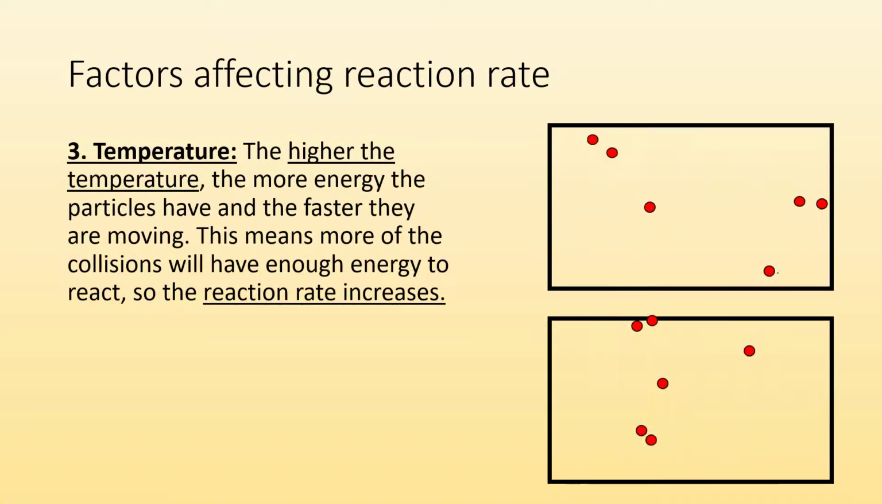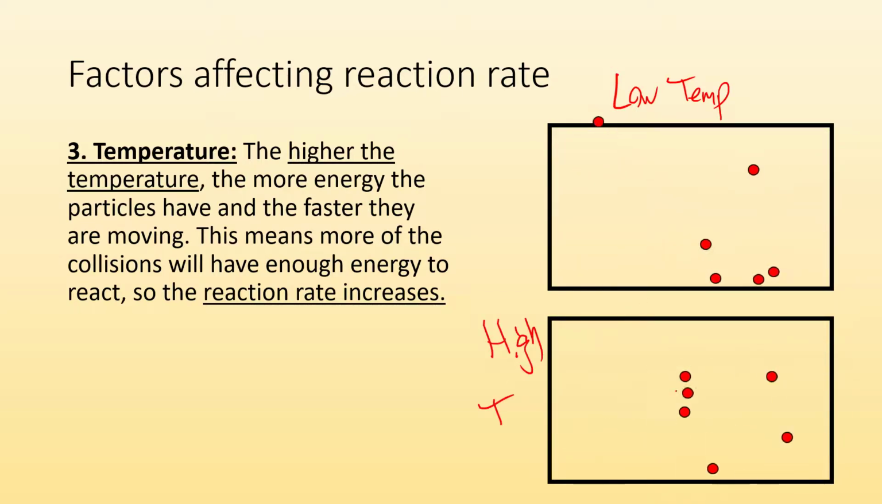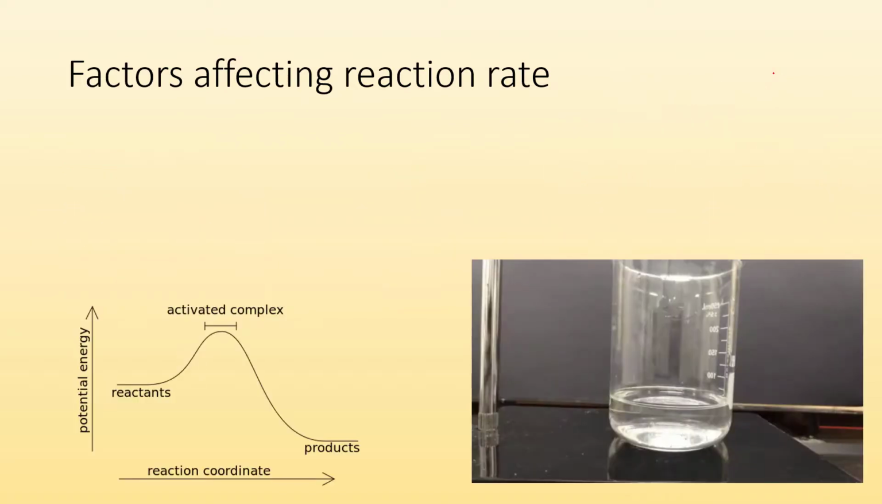Third thing we're going to take a look at is temperature. So the higher the temperature, the more energy the particles have, and the faster they are moving. This means more of the collisions will have enough energy to react, and there's going to be more collisions. So this is going to increase the reaction rate. The top example is showing low temperature, and the bottom example is showing high temperature. So you can see with how rapid all of these dots are moving down here, they're going to collide a lot more often than at the lower temperature. So higher temperature, higher reaction rate.